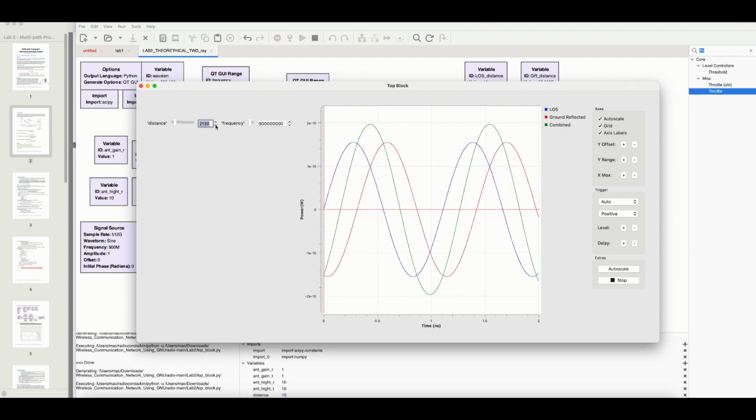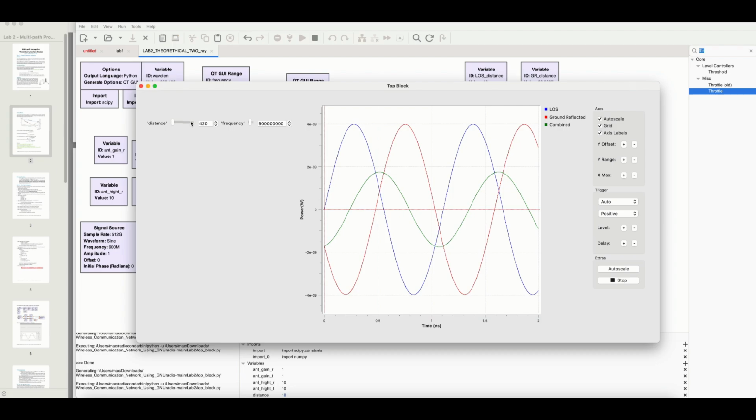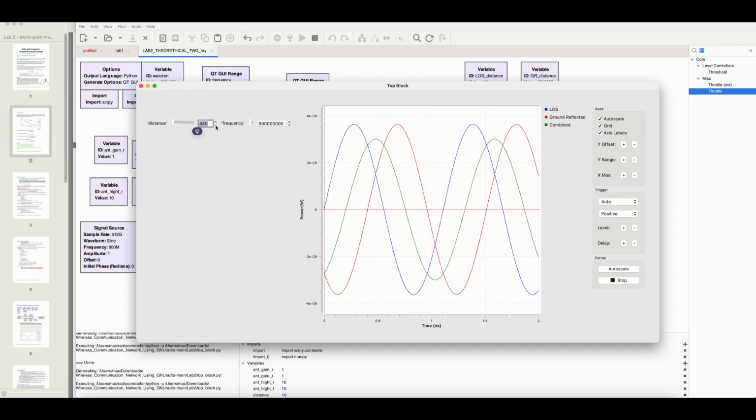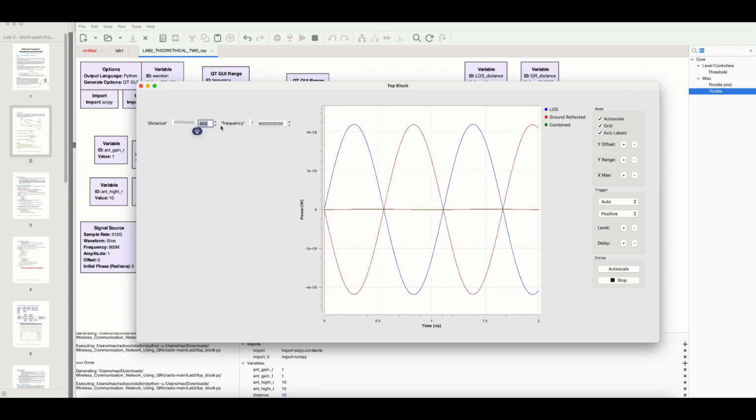All right, let's just remember this. Let's try something else. Okay, at 400 megahertz, I would see that my frequency is somewhere around here. You can see that it's destructively destroying my received signal.